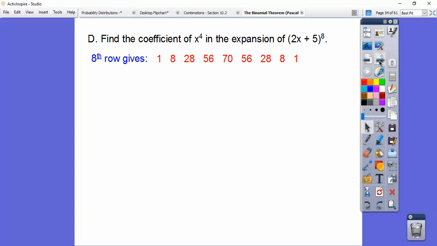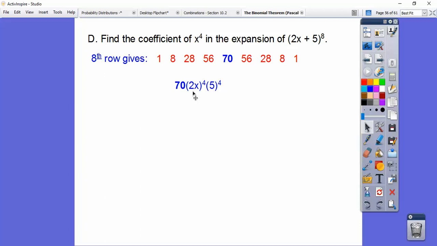Okay, and then those are the numbers. So it's going to be 1 with 2x to the 8th. This is asking for the coefficient of x to the 4th. So this is going to be x to the 8th, this is going to be x to the 7th, x to the 6th, x to the 5th, and this will be x to the 4th. I need that number right there. So it's going to be 70, and it's going to be this to the 4th times this to the 4th right there.